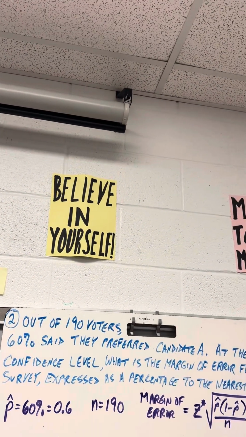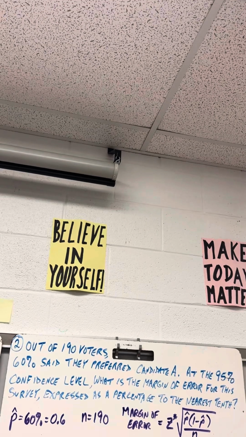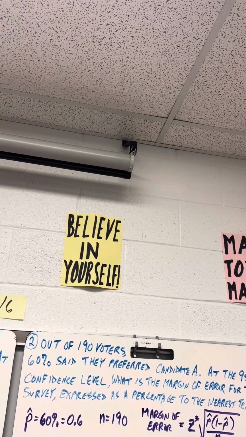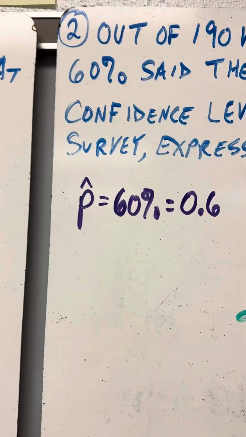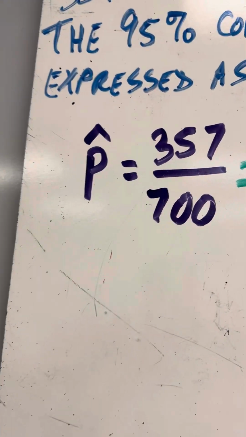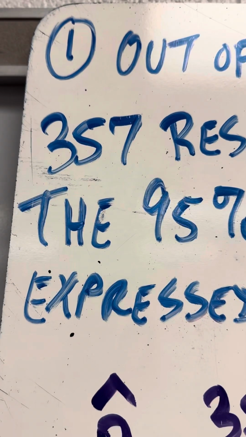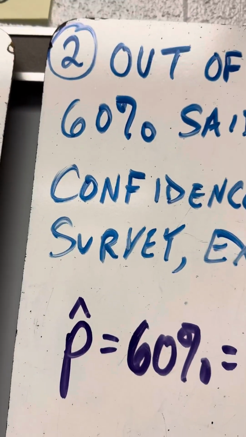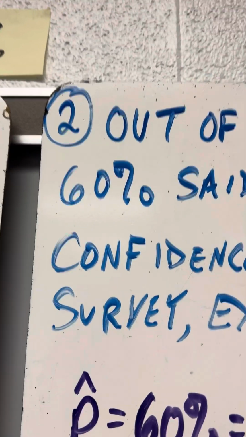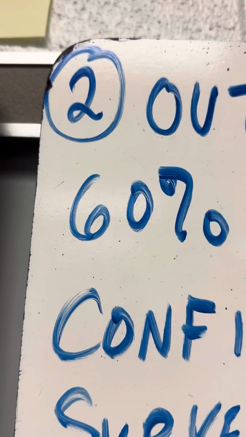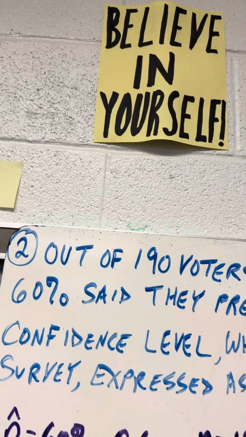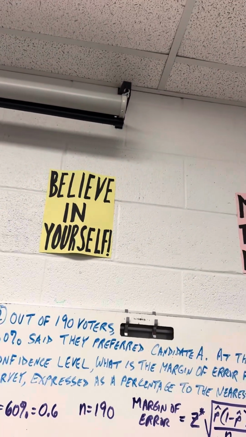Out of 190 voters, 60% said they preferred candidate A. 60%, that's your P. So wait a minute. In this first problem, I had to do 357 divided by 700. But wait, over here it says 60%. I don't have to do any figuring. 60% is going to be my P, 0.6. Okay? So 0.60 said they preferred candidate A.